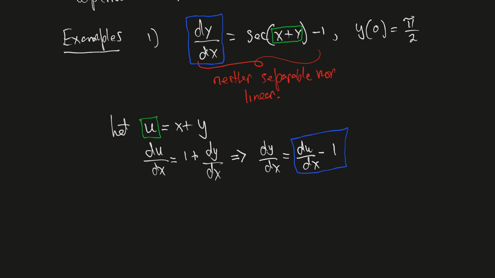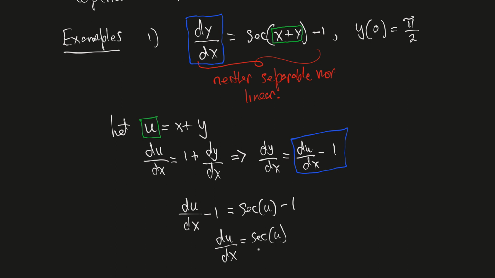So instead of writing dy dx, I'm going to write du dx minus 1. So du dx minus 1 is equal to, and instead of writing the secant of x plus y, I'm just going to write the secant of u. And then I still have my minus 1 on this side. But the nice thing is now the negative 1's cancel out, right? They cancel out completely. So if I add 1 to both sides, it goes away. And then here is the normal form for my new differential equation.